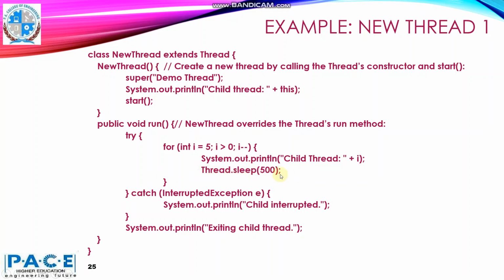Since the sleep method is capable of throwing an InterruptedException in case the thread gets interrupted, we put this code in a try-catch block. After the loop is over, and if it doesn't cause any interruption, finally we print exiting the child thread. So this way we created a new thread class by extending Java's Thread class.